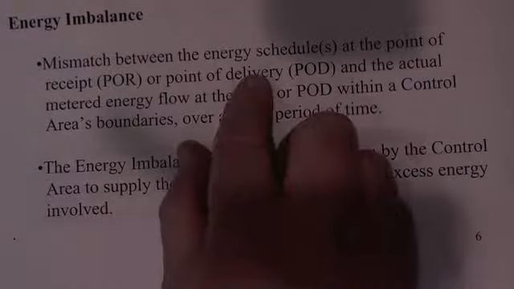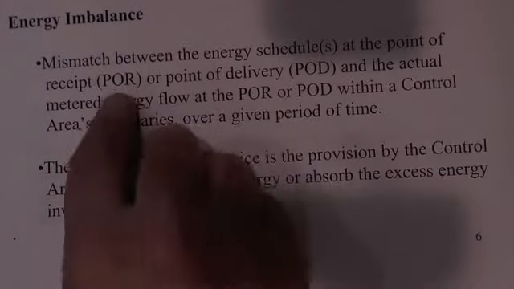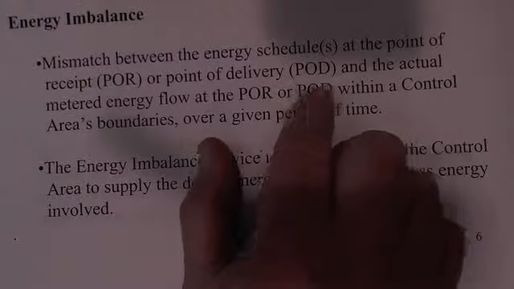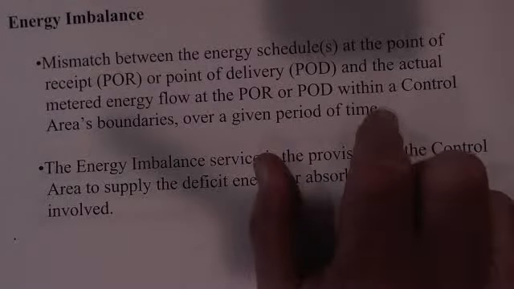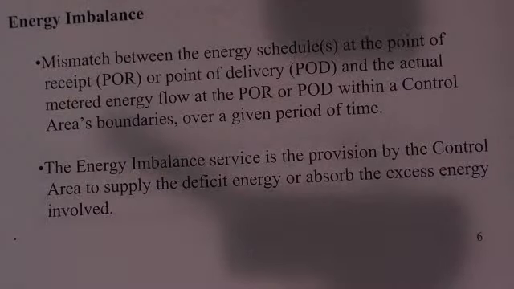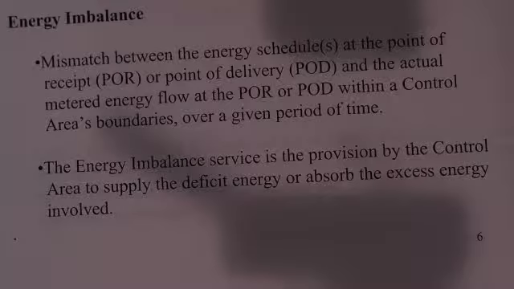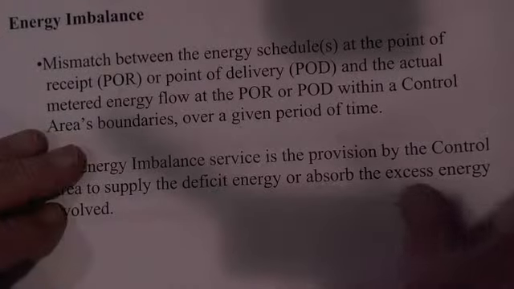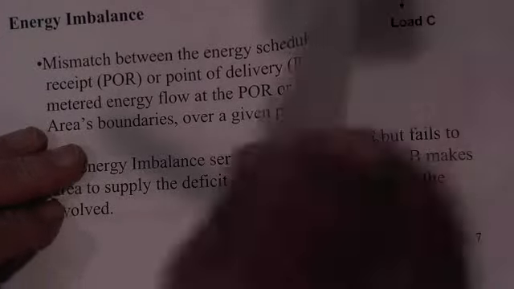Energy imbalance: mismatch between the energy scheduled at the point of receipt to the point of delivery and the actual metered flow. So the idea here is that I may have contracted with a neighbor for so many megawatt hours, but we didn't do a good job of controlling it, and the neighbor is saying, you're cheating me, you're shorting me here. So the idea is that the control center must be able to make up the deficit or absorb the excess. That's what that service is all about, that energy imbalance.